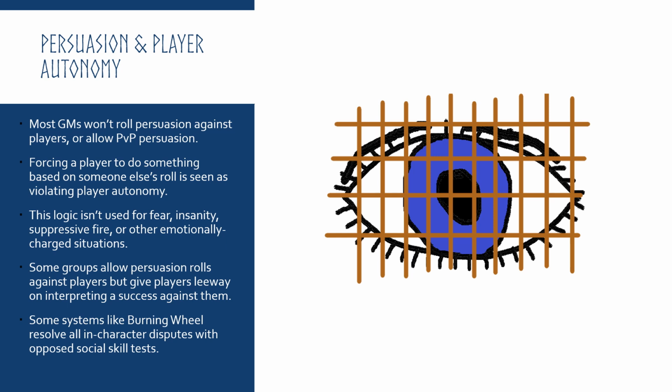Now, some groups will actually allow persuasion rolls against players, but make the rolls at least partially non-binding, if not completely non-binding. And also, some players are actually fine with having their characters' actions be decided by a die roll.